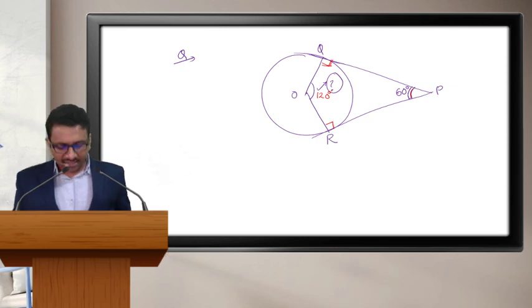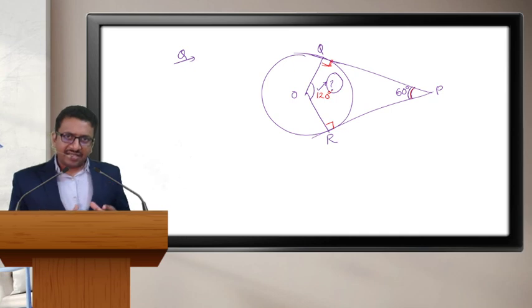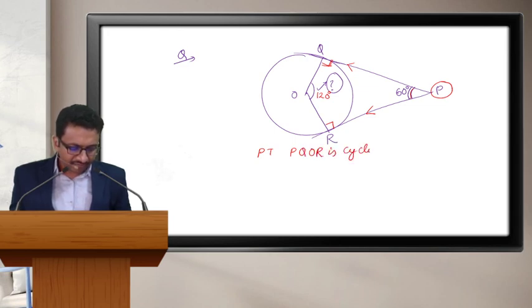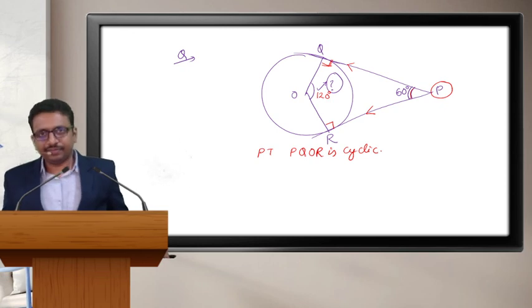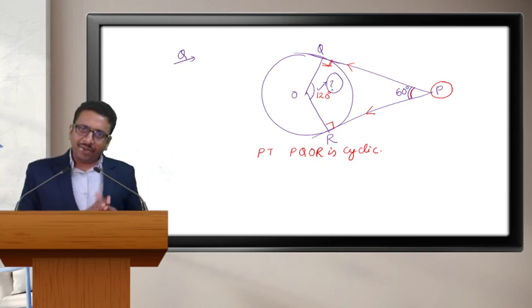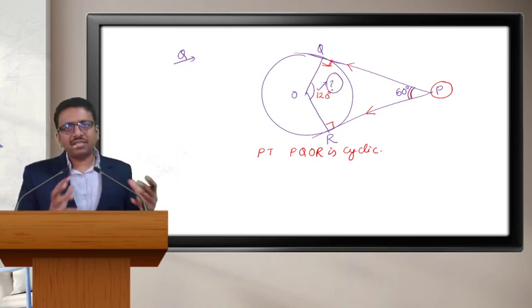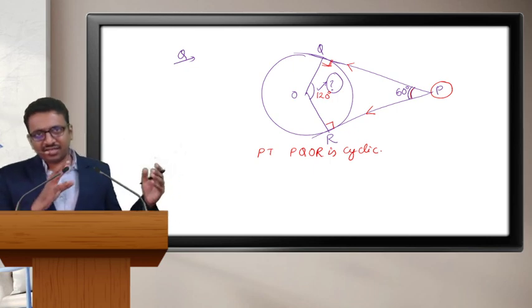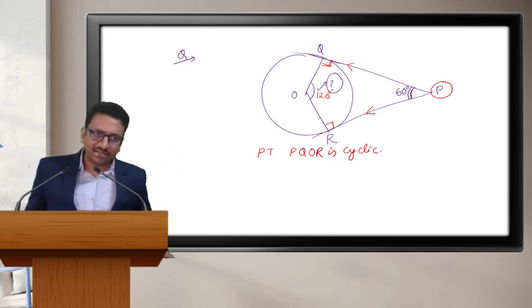So if a question is asked like this, P is any external point, and you have drawn two tangents PQ and PR, can you prove that PQOR is cyclic? Yes, sir. Opposite angles are 180. So if you take any point P, PQOR will always be a cyclic quadrilateral, because the sum of opposite angles is 180 degrees. Clear?